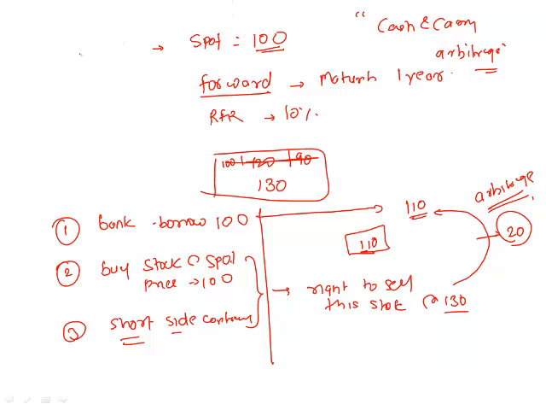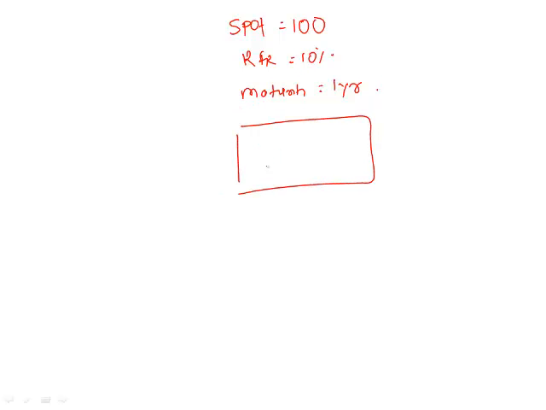Now let me plot an inverse scenario here. I'm assuming that you've written this. Let us say now your spot is 100. Again, RFR is 10%. Again, we would say that maturity is 1 year. Now you spot a forward contract which gives you a contract price of 80. Is there anything that we can do to exploit arbitrage out of this scenario? Yes, what should we do now?